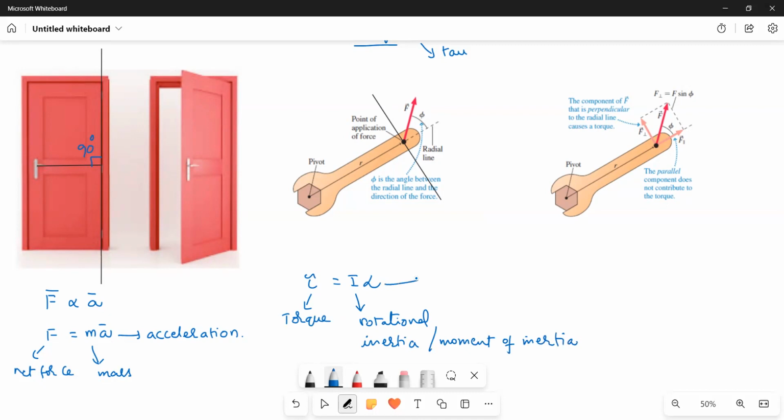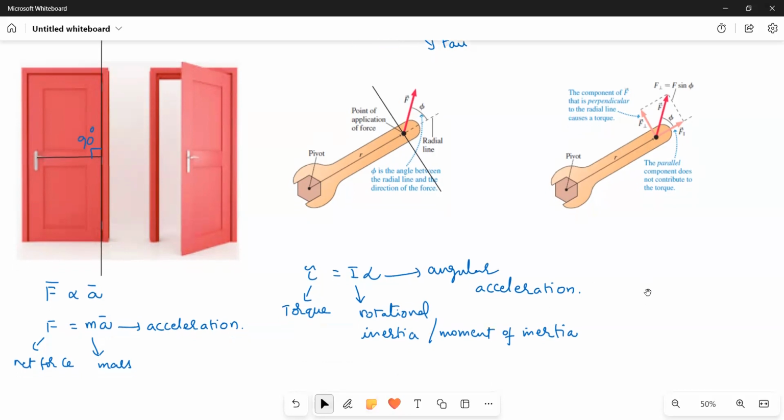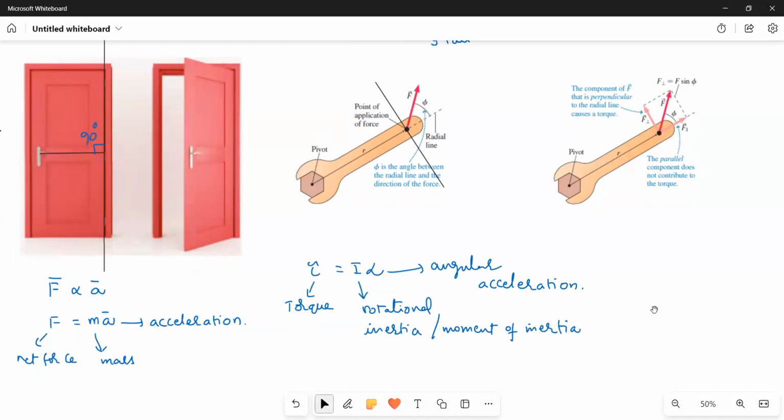And then this is your angular acceleration. Now our aim is to find out torque. How to find out the torque? How to measure the torque? Moreover, torque is a vector quantity, therefore the direction is also important. So how to quantitatively measure the torque and how to find out the direction is important.